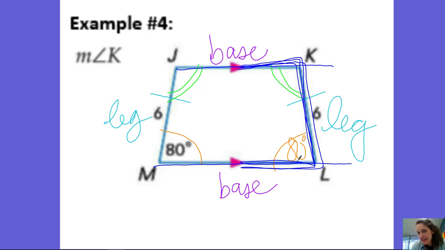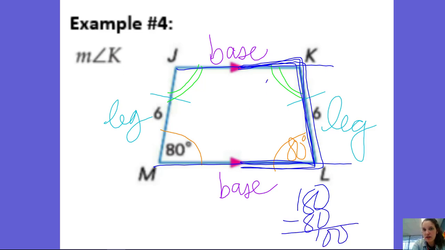So I can subtract 80 from 180. 180 minus 80 gives me 100. So angle K is 100 degrees. So the measure of angle K is 100 degrees.